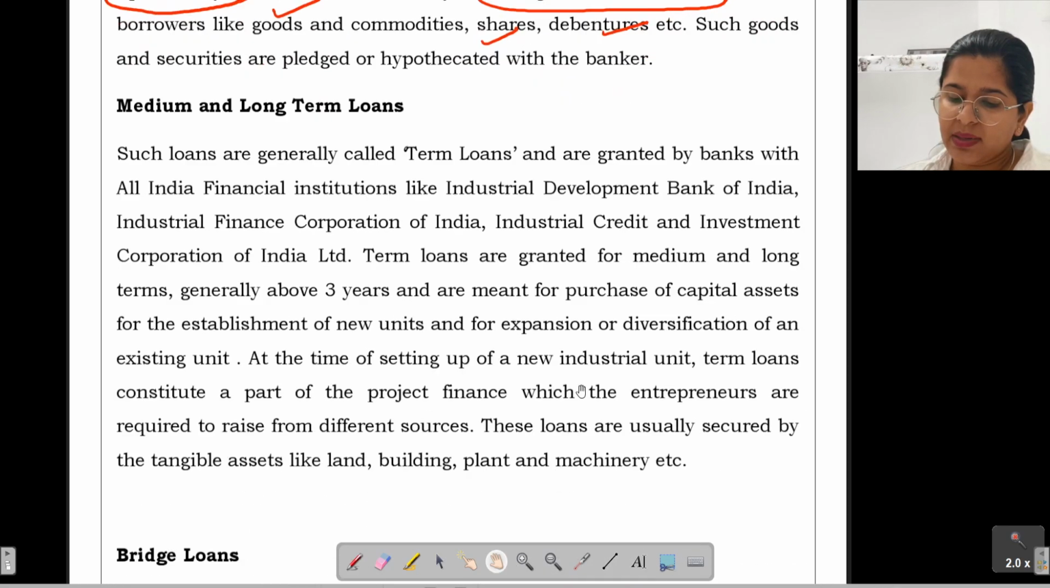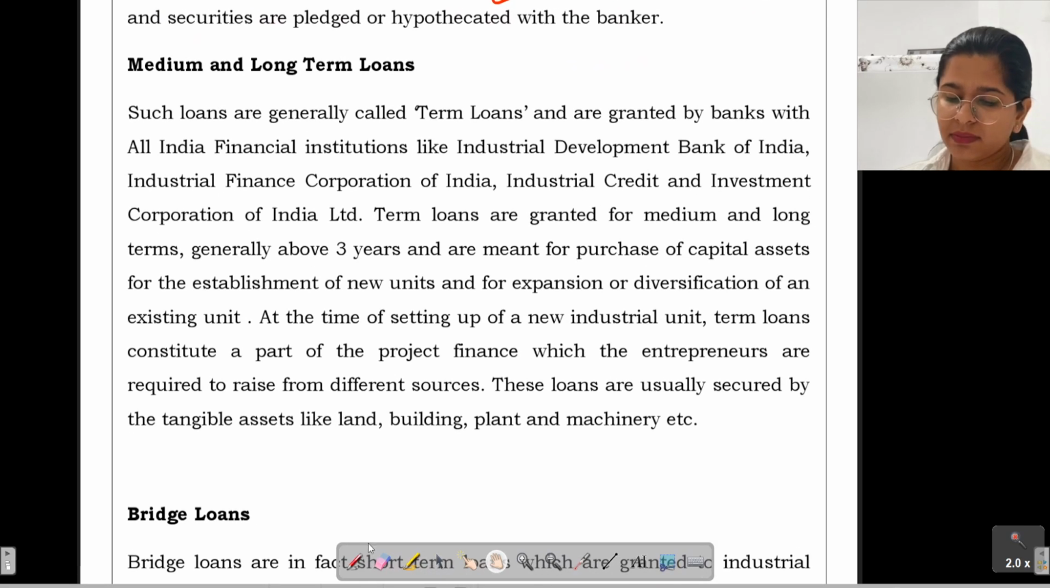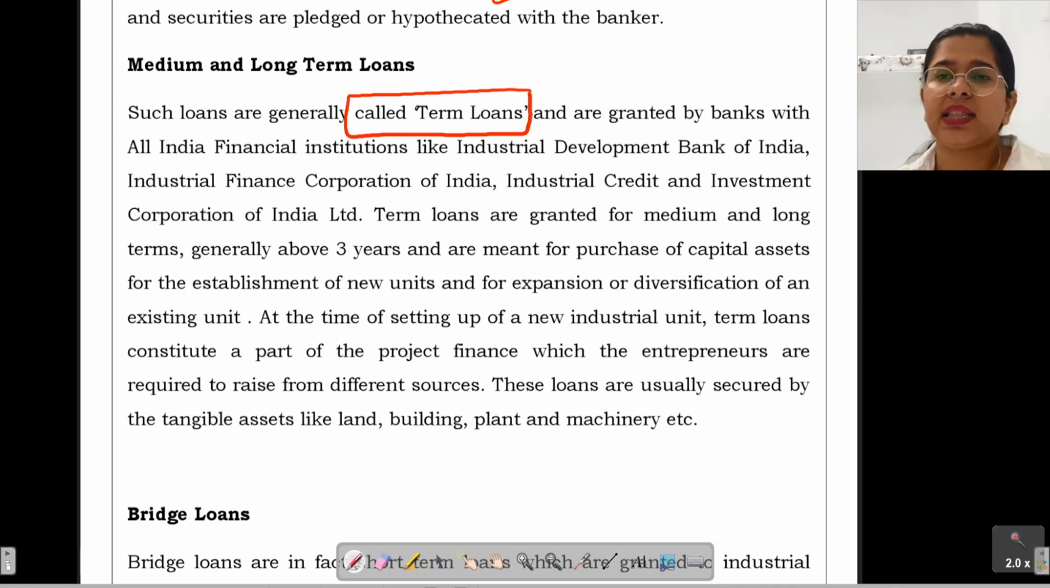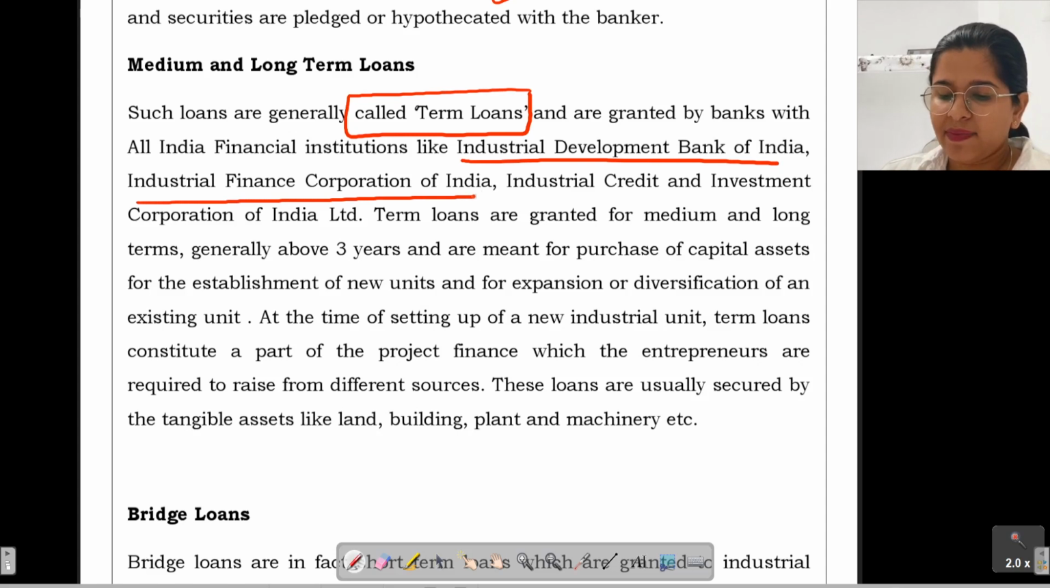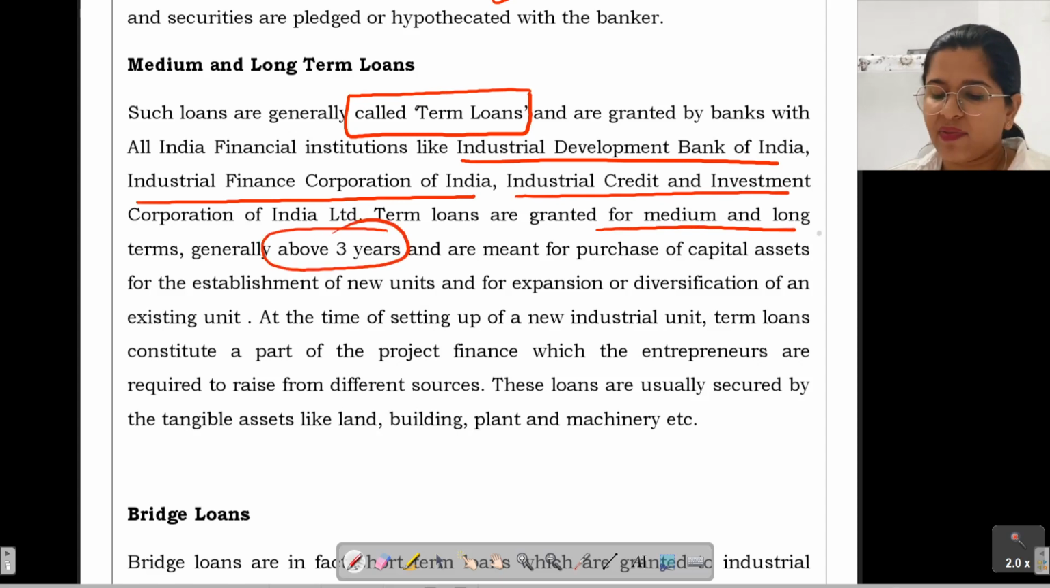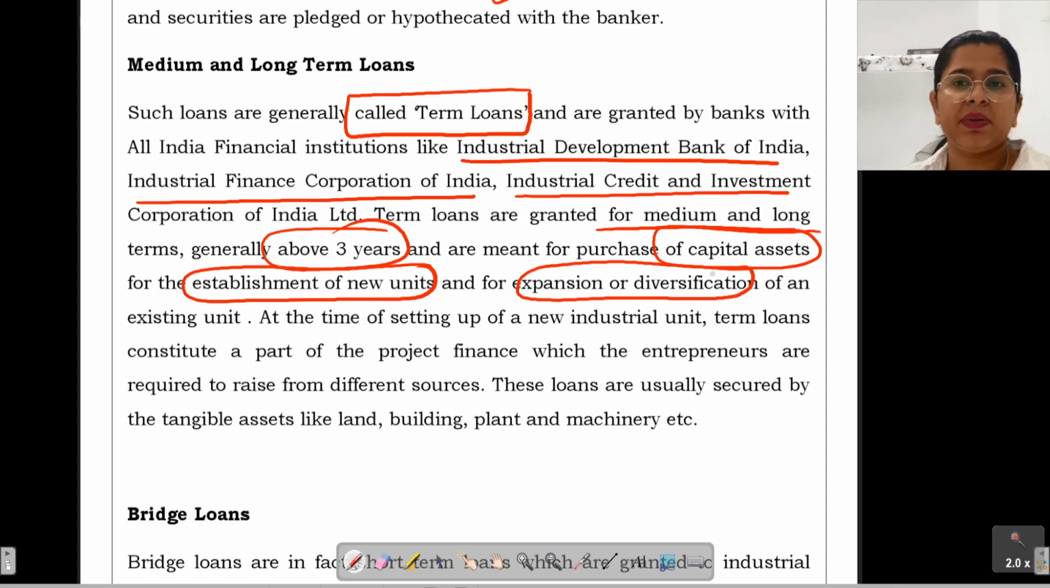Next, we have the medium term and the long term loans. Generally, we call them the term loans, and these are granted by the banks with all India financial institutions like the IDBI, IFCI, ICICI. So term loans are granted for the medium and long term, generally above 3 years. And why are they given? For the purchase of capital assets, for establishing, let's say, a new factory, for the diversification of a business, right? So these are all the cases for which these kind of term loans are granted.